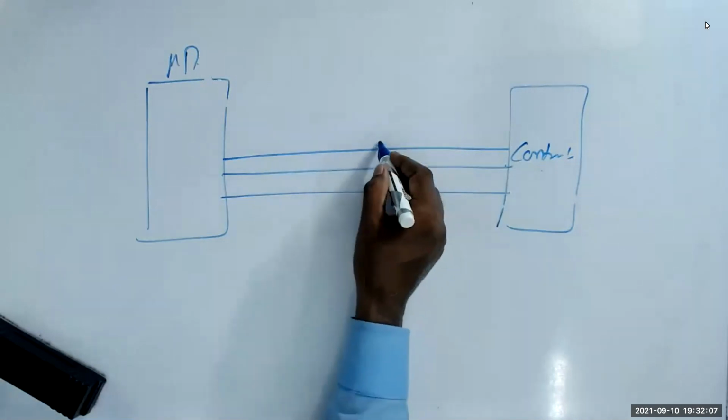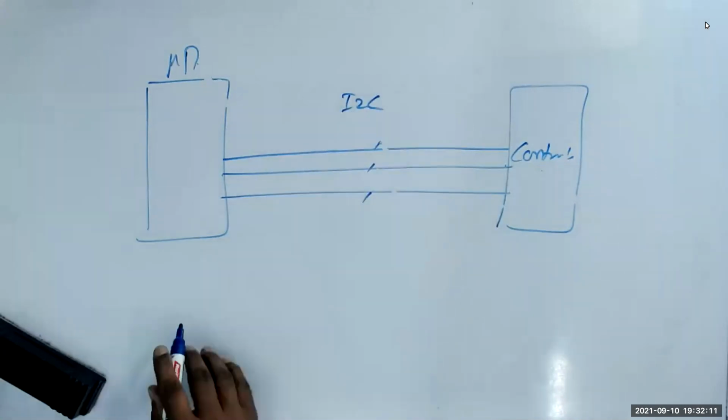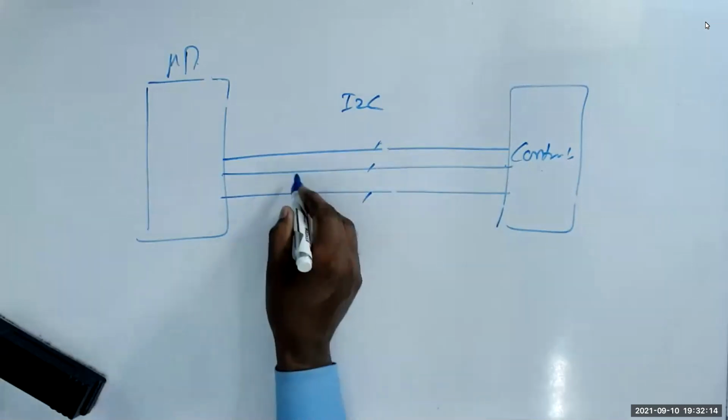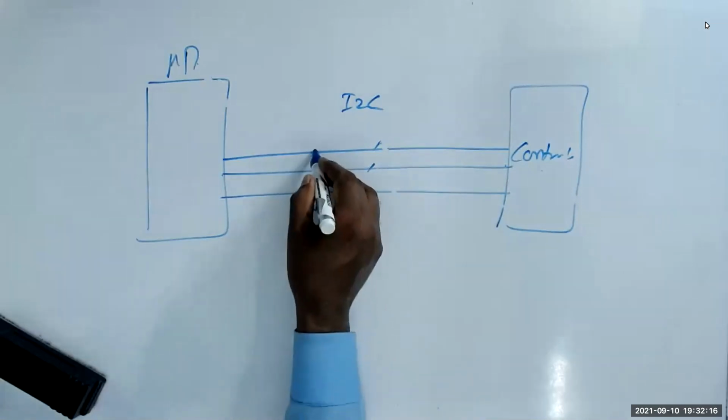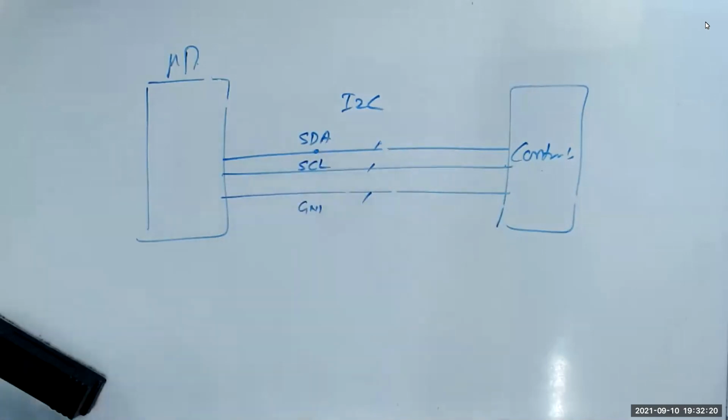I connected through I2C. Okay. Ground, SDA, SCL. We'll discuss what it is later. Now, how do I debug?